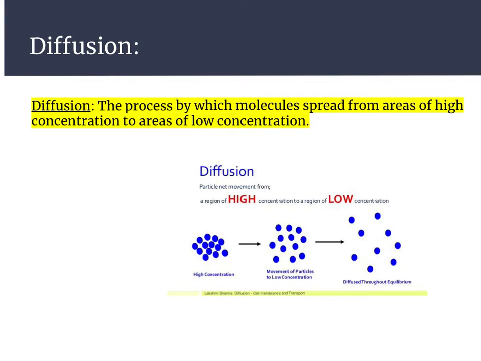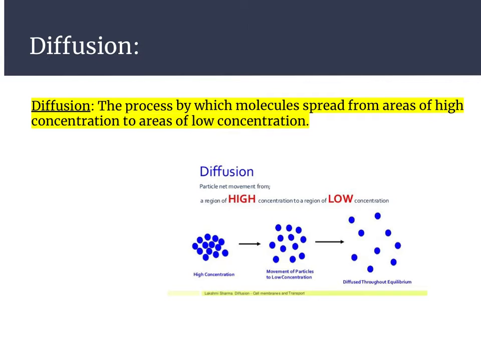All right, we'll start with diffusion first. If you want to copy down what you see highlighted in yellow on this slide. Diffusion is the process by which molecules spread from areas of high concentration to areas of low concentration. Below on the slide, you see a picture of what that looks like, kind of a visual aid there.